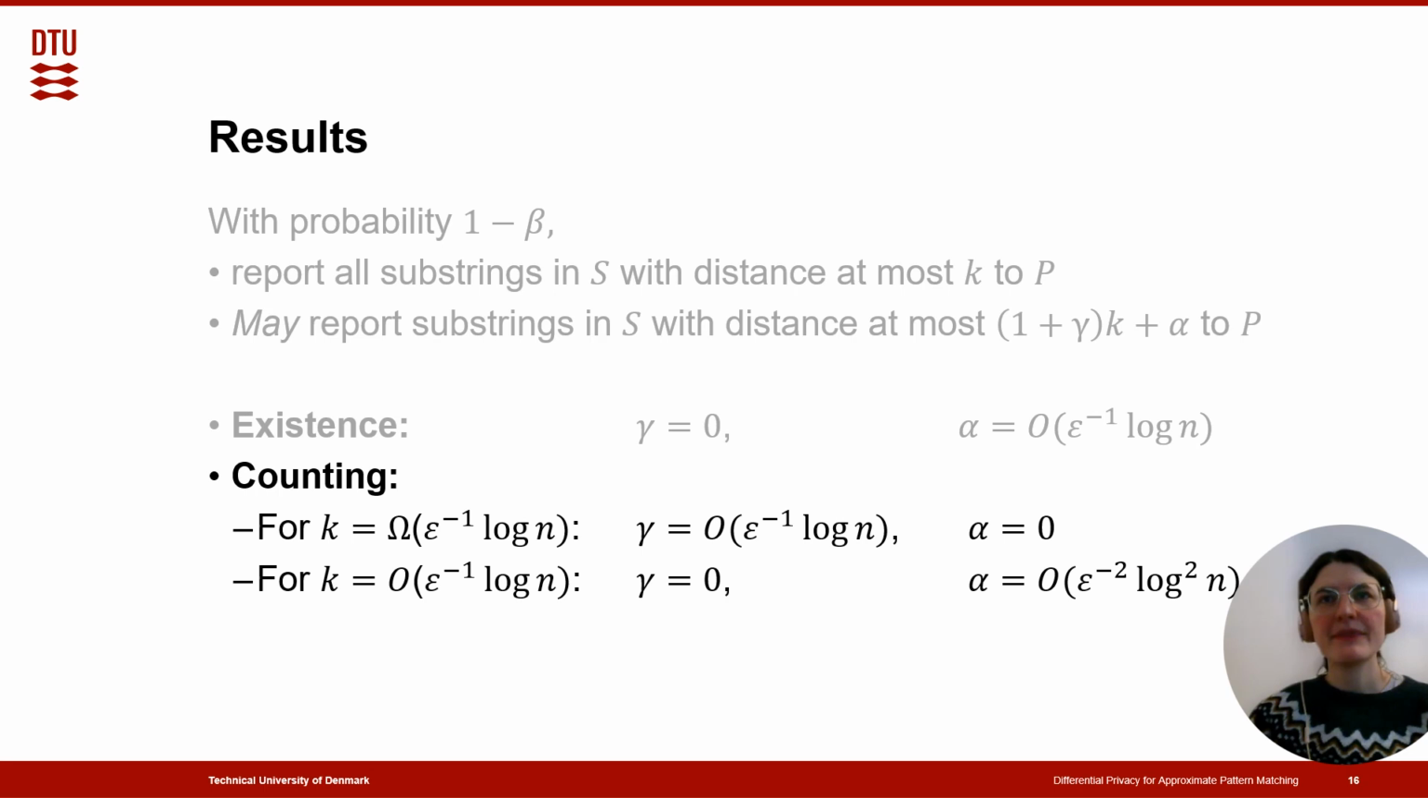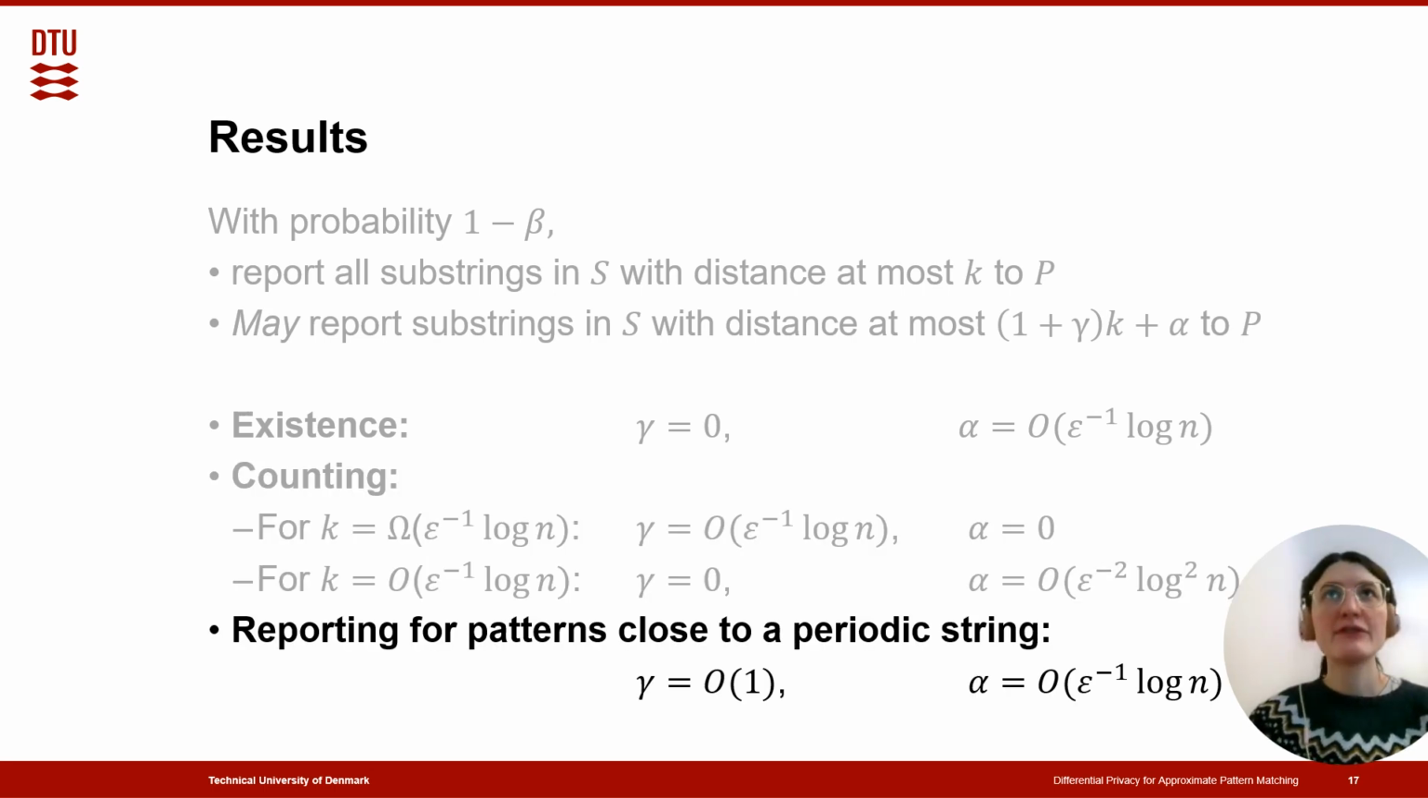For the counting version, if k is at least log n, we get a multiplicative error of log n. Else, if k is smaller than log n, we get an additive error of log squared n. Both the results for existence and counting hold for all possible patterns. For certain patterns, we get an improvement over this. Specifically, for patterns which are close to periodic, we can show an algorithm which answers reporting with only a constant multiplicative error and a log n additive error.